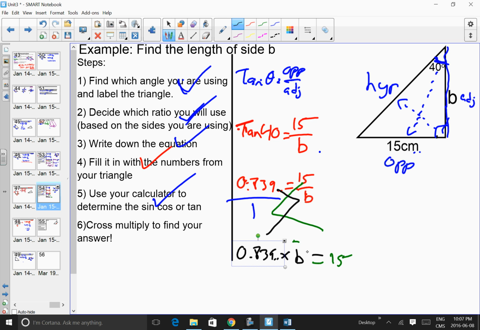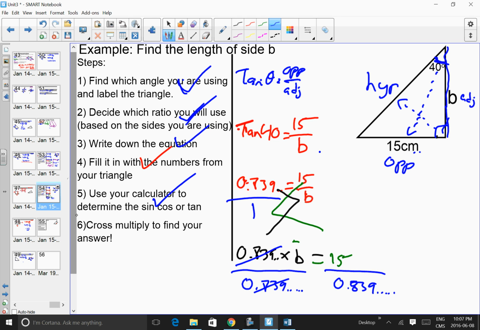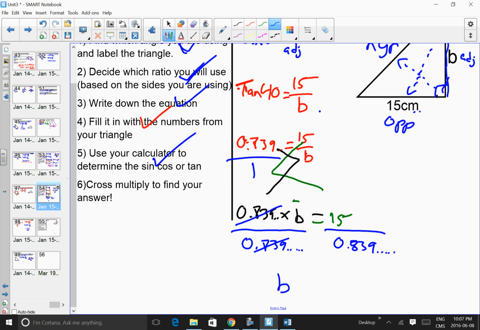So now I'm not done though. You'll notice I don't have B by itself yet. So I've got some long decimal times B. So I need to undo that multiplying. Opposite of multiplying is division. So you're going to divide by whichever number you're trying to get rid of. But whatever you do to one side, you have to do to the other. These are going to cancel out. All I have left there is B, and that will equal 15 divided by our long decimal.